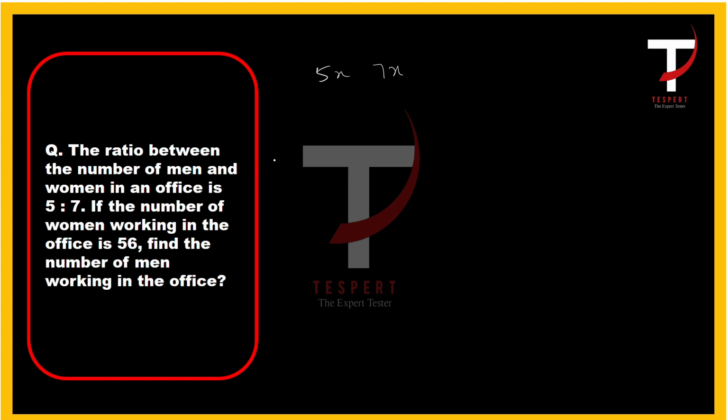So we have 5:7 as the men and women ratio, right? And we know that the total number of women who are working is 56, right? We do not know how many men are working, so let us take it as m is to 56. So here 5x is to 7x is equal to m is to 56.